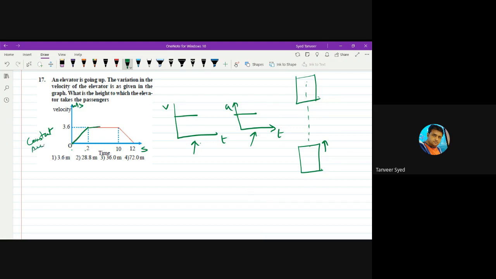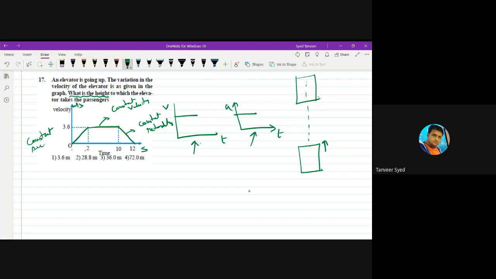From 2 to 10 seconds, the graph is this. What does this mean? It has constant velocity, sir. From 10 to 12 seconds, the graph is like this, VT graph. What does this mean? Retardation. Body moving with constant retardation. From all this, what do we want?